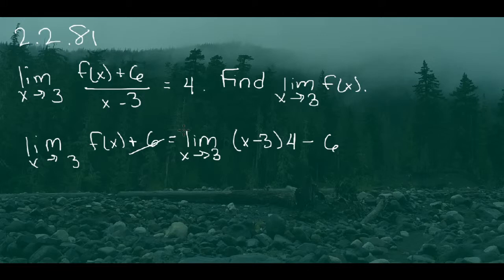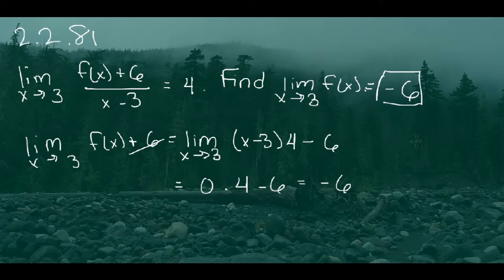And over on the right, I have the limit as x goes to 3 of (x - 3) times 4 minus 6. Well, if I take this limit as x goes to 3, where is x - 3 going to go? Well, it's going to go to 0. So I have 0 times 4 minus 6. Well, 0 times 4 is 0, so this is just going to go to minus 6. So that means that our final answer, this right here, is minus 6.